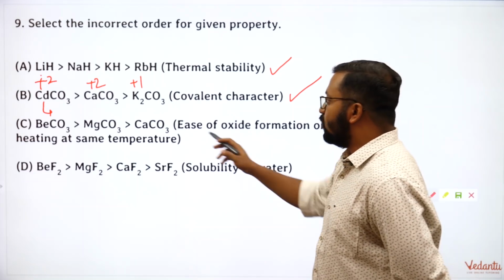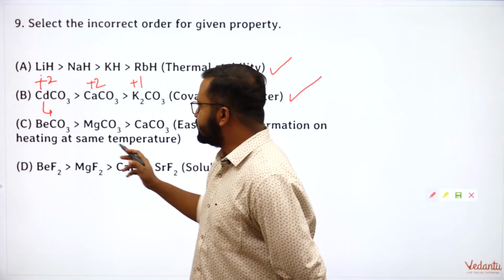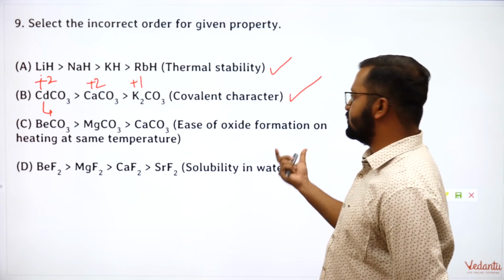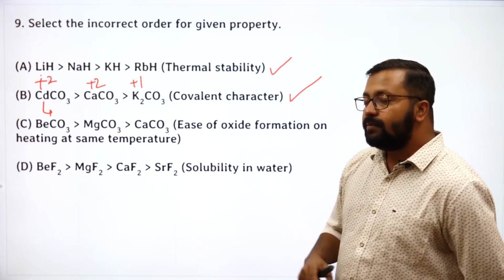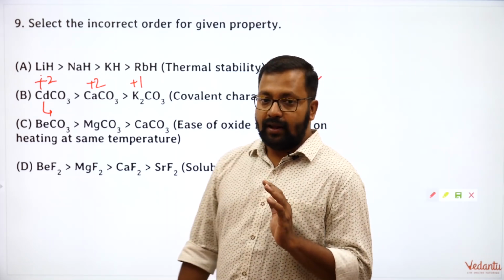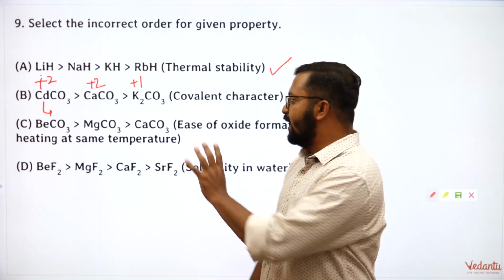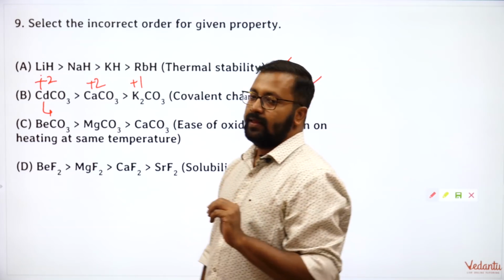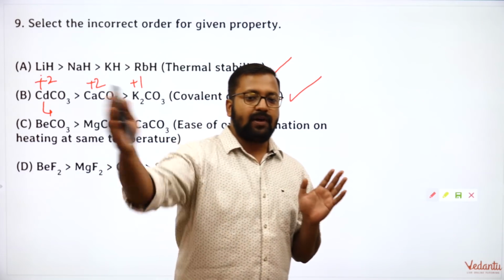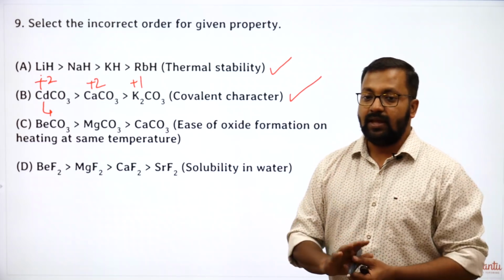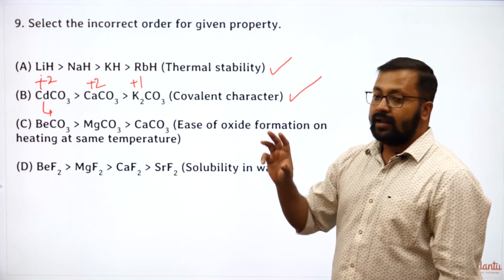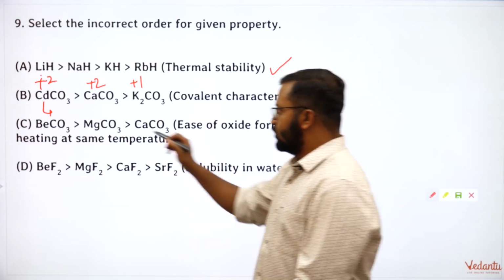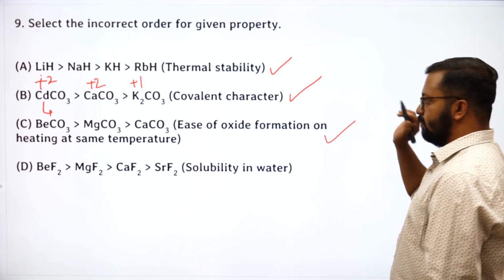Next, ease of oxide formation on heating at the same temperature. Beryllium carbonate, magnesium carbonate, calcium carbonate. Beryllium carbonate can be decomposed very easily. If you look at the thermal stability of carbonates, it decreases down the group. So if I take beryllium carbonate to barium carbonate, the thermal stability increases, so the ease of decomposition will decrease. The ease of decomposition is decreasing because the thermal stability is increasing.